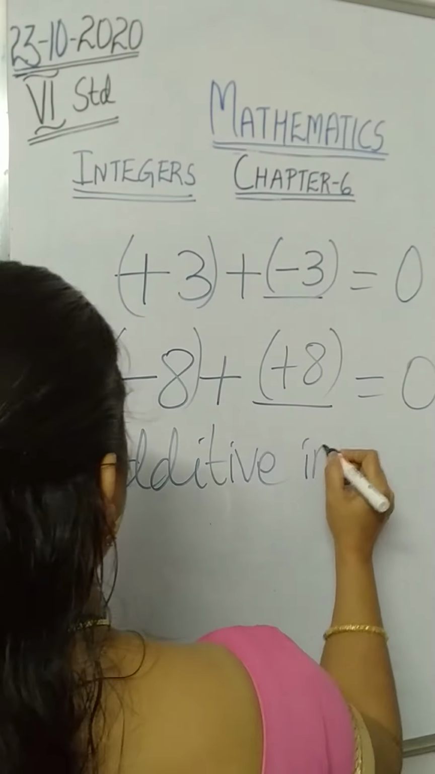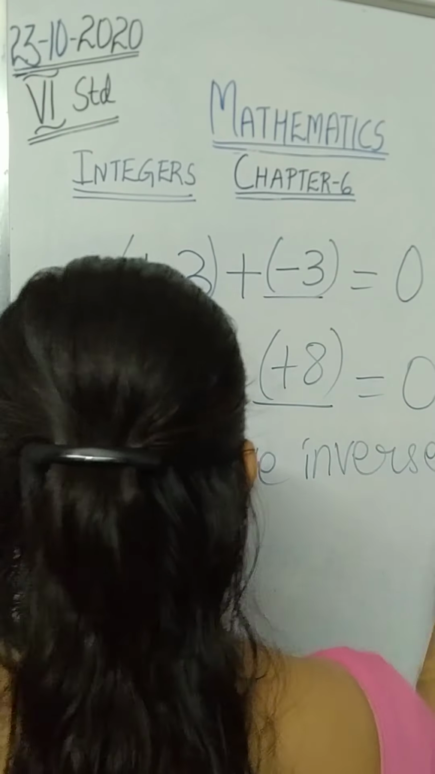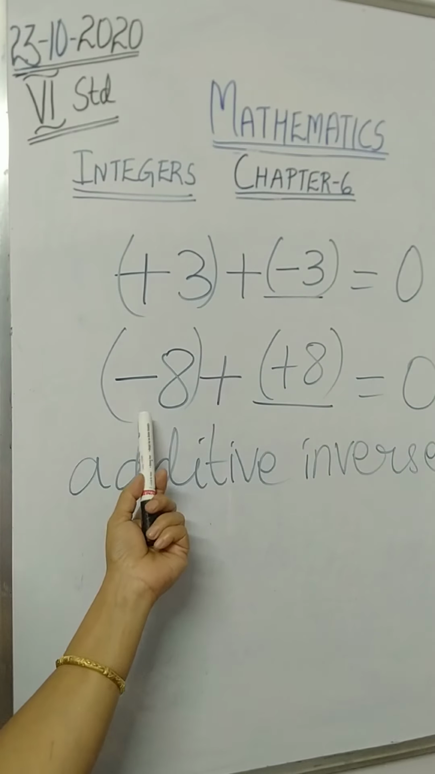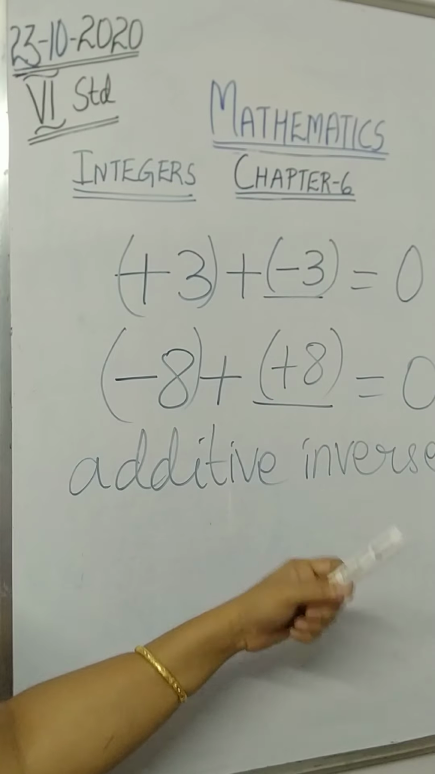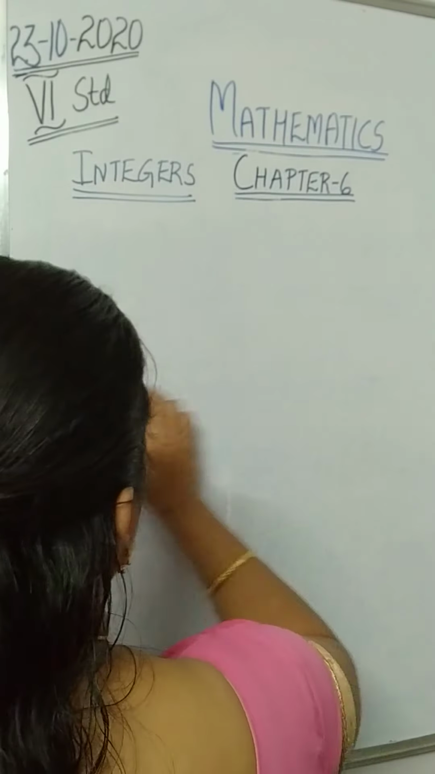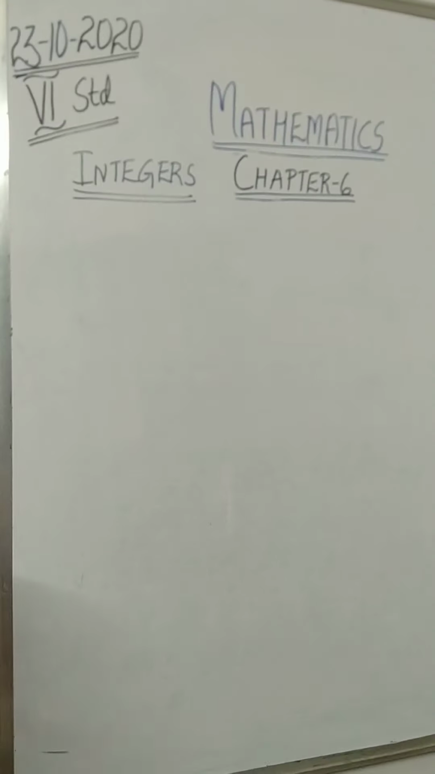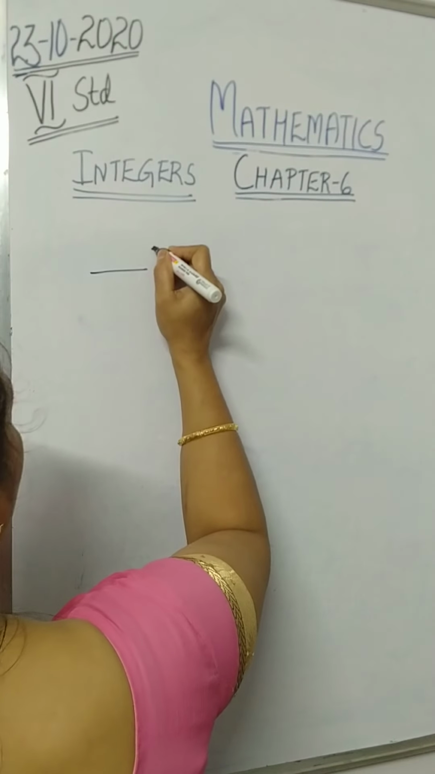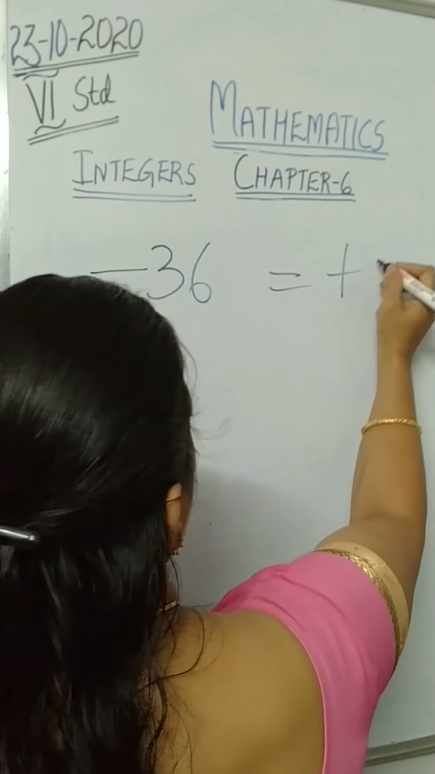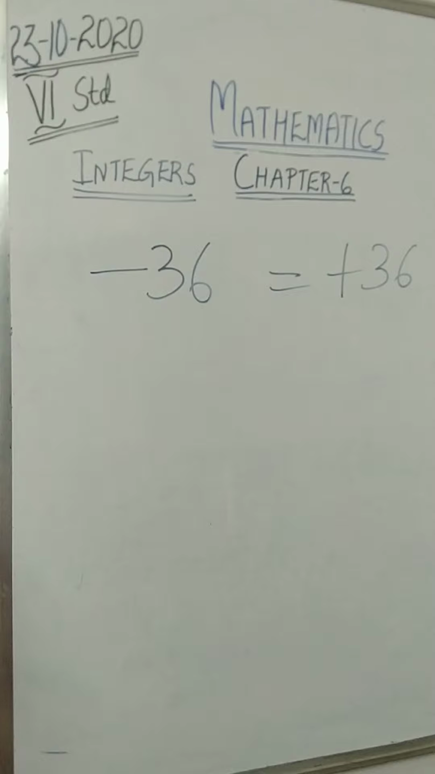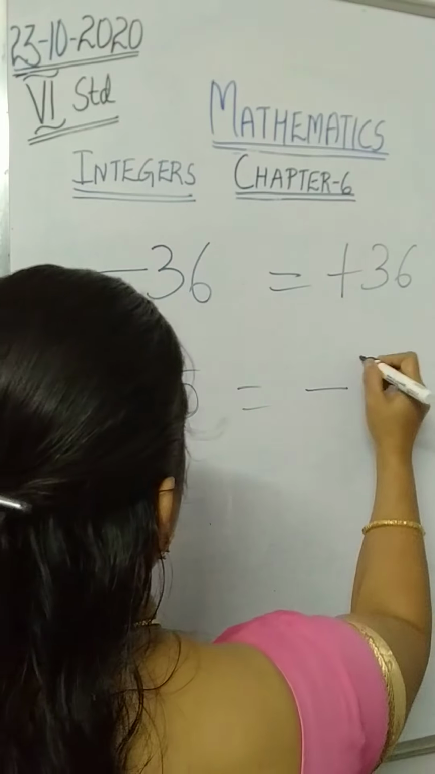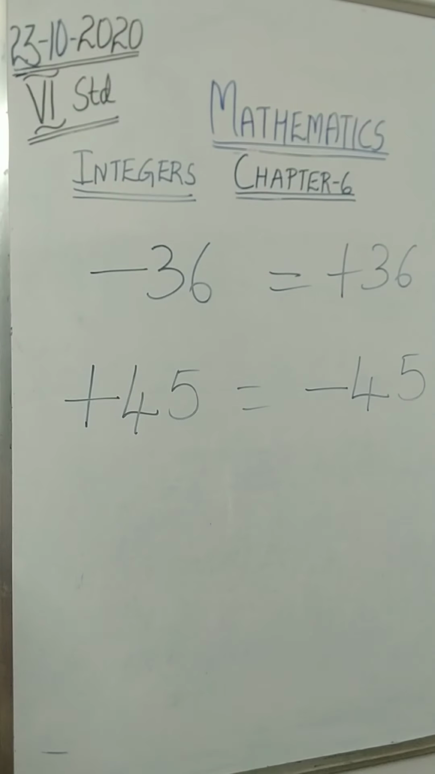Additive inverse. So here additive inverse of plus 3 is minus 3. Additive inverse of minus 8 is plus 8. I'll show you some more examples. Look here. Can you tell what is the additive inverse of minus 36? Yes, it is plus 36. What is the additive inverse of plus 45? It is minus 45. Yes, hope it is clear, children.